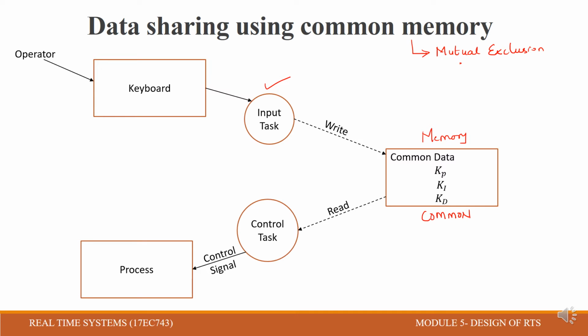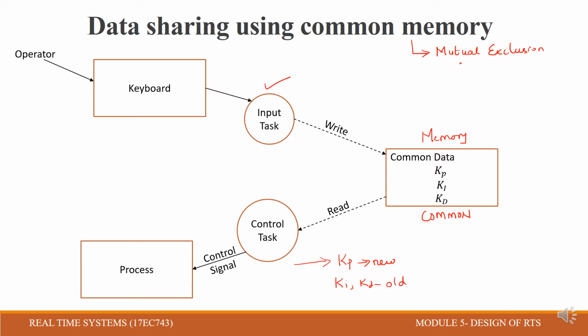But what happens if the input task is writing some values to the common data? The controller task should get exclusive access to read KP, KI, KD. If it gets access to this common memory, then it can read KP first, KI first and KD first. Suppose, without getting any exclusive rights, the controller task attempts to read data from this memory. What happens? It ends up with an error. It only reads the new KP value, and the KI and KD values it reads will be old values.